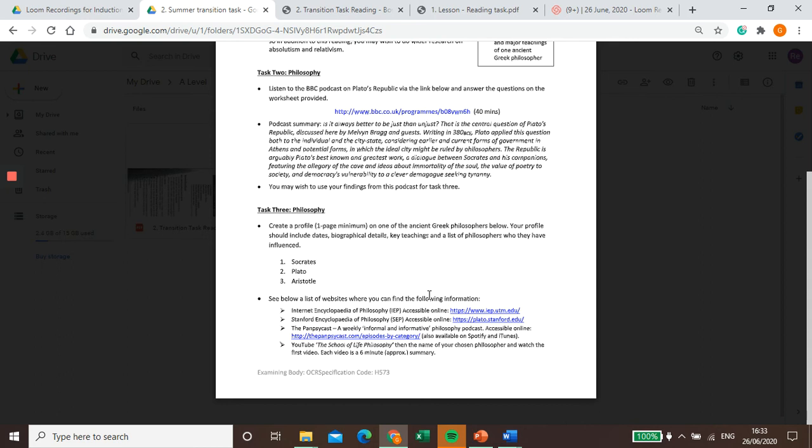it's really important that you don't just copy and paste information. Copying and pasting, and I don't want to sound pessimistic, but copying and pasting doesn't necessarily prove anything. It doesn't show anything apart from that you are able to right click on a mouse, and it doesn't show me how well you know that philosopher.